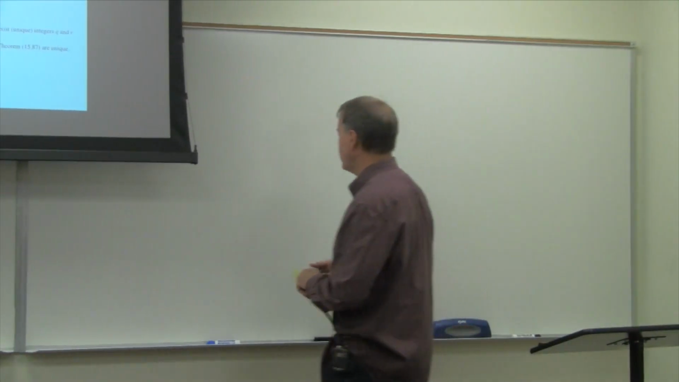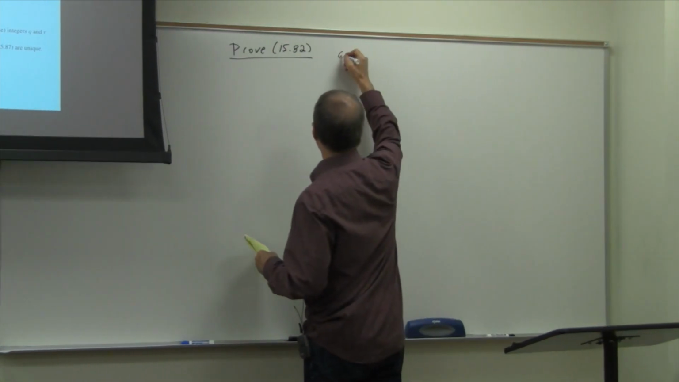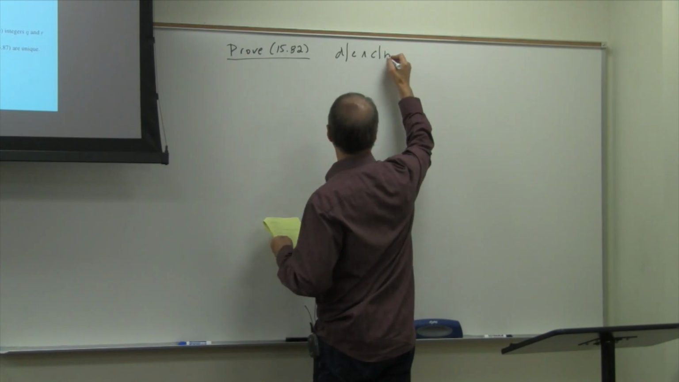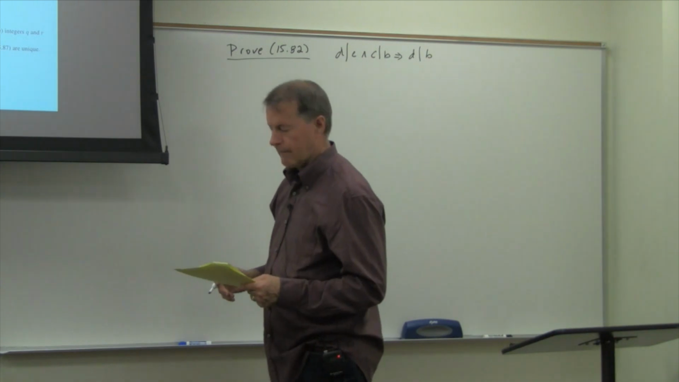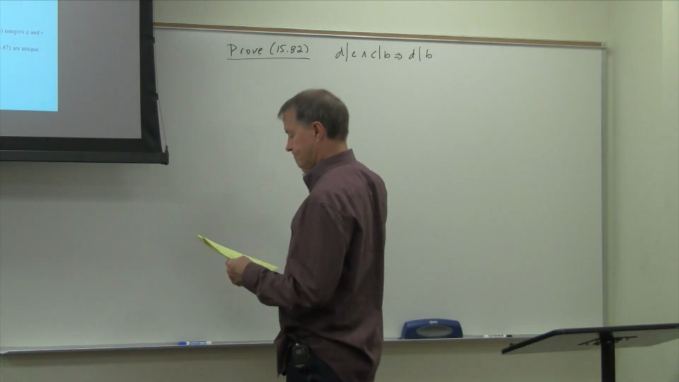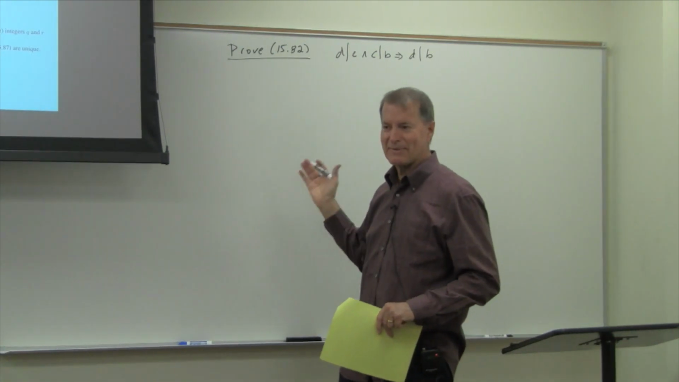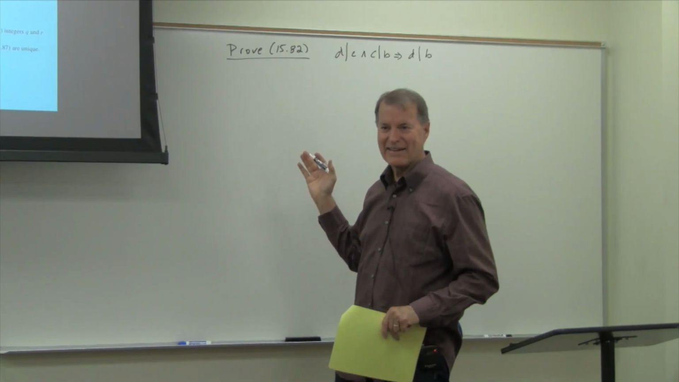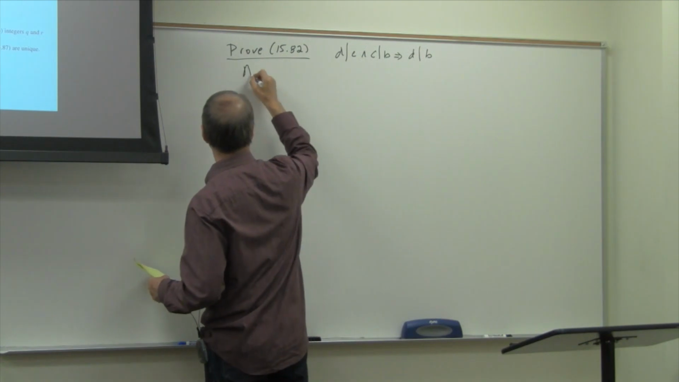Here we go, 15.82. We're going to prove D divides C and C divides B implies D divides B. And the way we're going to do this is, what's our favorite technique for implies? Yeah, assume the conjuncts of the antecedent. We've got two conjuncts here.